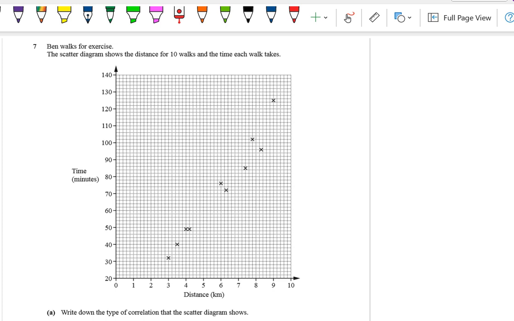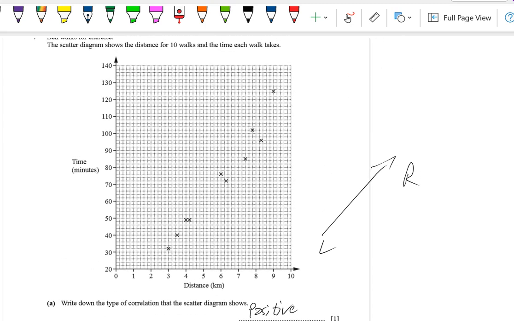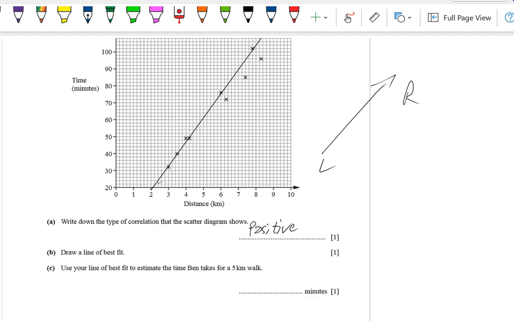Type of correlation, positive, when the data is in this direction, rising from left to right, it's positive. Line of best fit. Your line of best fit should go between the maximum pointers. So this should be my line of best fit.